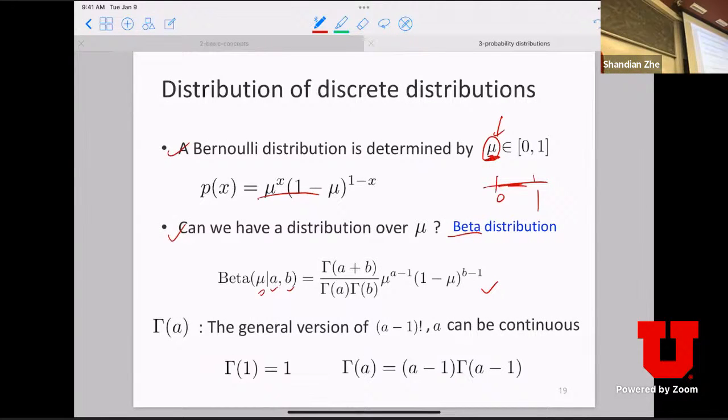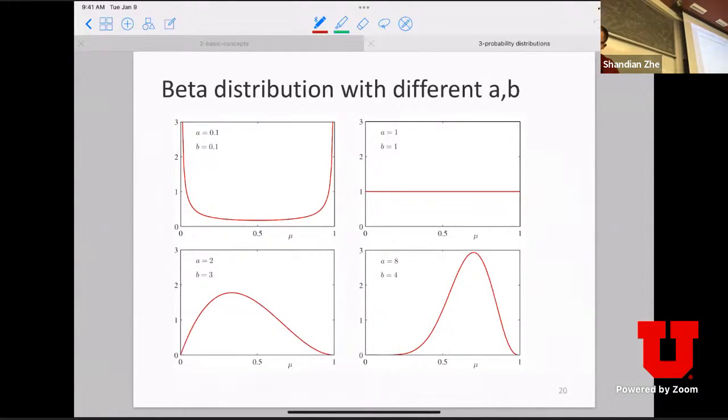Right? So you can take a look at the form here. It's mu to the power of a minus 1 times 1 minus mu to the power of b minus 1. And this is a normalizer. This gamma is the gamma function. The gamma function is very commonly used in mathematical analysis. You can view it as a continuous version of the factorial. So here is a plot of the beta probability density. If you choose different A and B, the curve varies a lot.